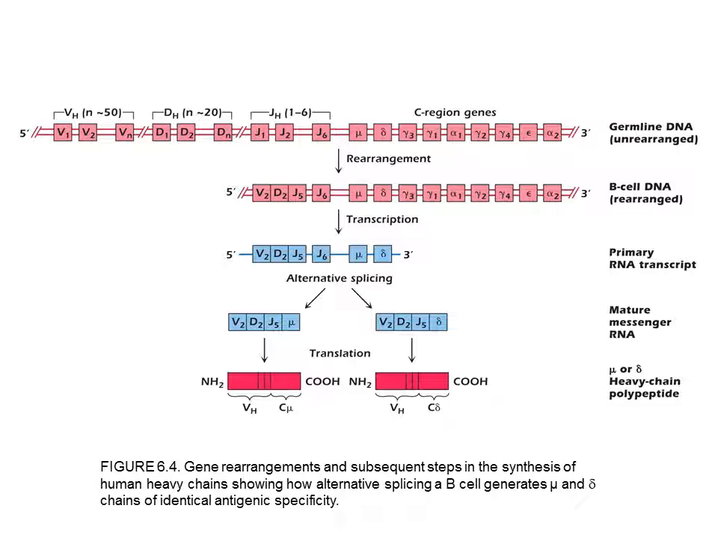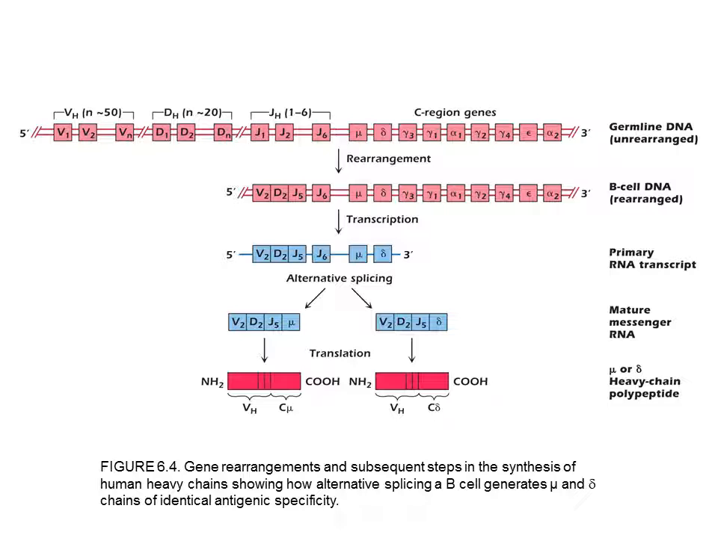Now, this B cell DNA is then transcribed into primary RNA transcript. So we see that we have V2, D2, J5, J6, and then we pick up micro or epsilon. So we have at least two over here, and the rest of them are not picked up. So that will form the primary RNA transcript.